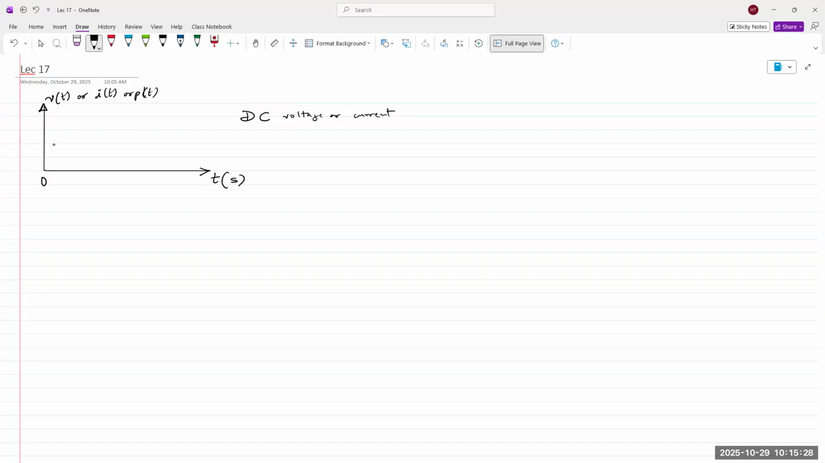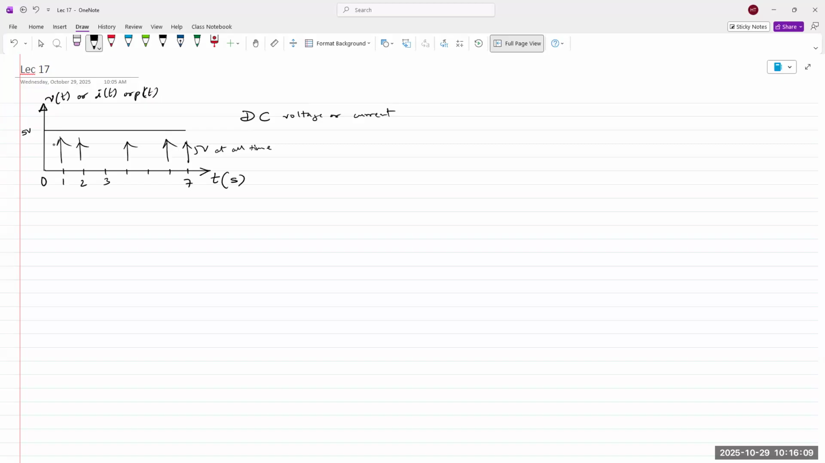If it's DC voltage or current, let's say 5 volts DC, that at any given point in time, it'll have the exact same value. So if it's at 1 second or 2 seconds or 3 seconds, 4, 5, 6, 7 seconds, it'll have the same value of 5 volts. So it's constant.